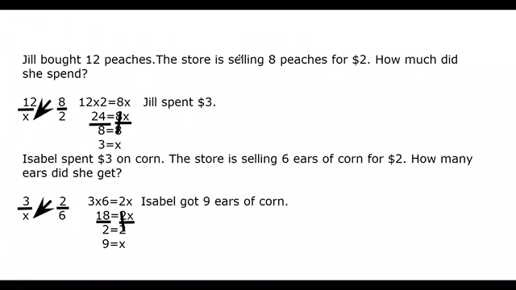It says for the next question, Isabel spent $3 on corn. The store is selling 6 ears of corn for $2. How many ears did she get? So the proportion that the question gave you was 2 over 6 or 6 over 2, however you want to write it. And then I just made the proportion 3 over x, corresponding the numerators and the denominators. So we cross multiply again, and you just do 3 times 6 equals 2x. And we get 18 equals 2x, and then you just divide again, and 18 divided by 2 is 9. So Isabel got 9 ears of corn for $3.